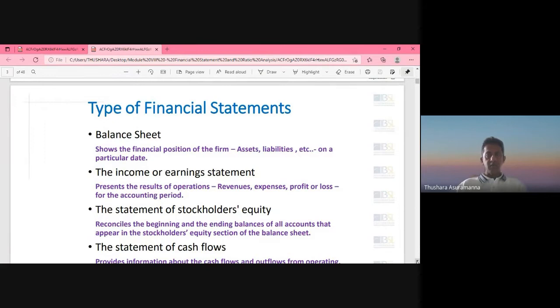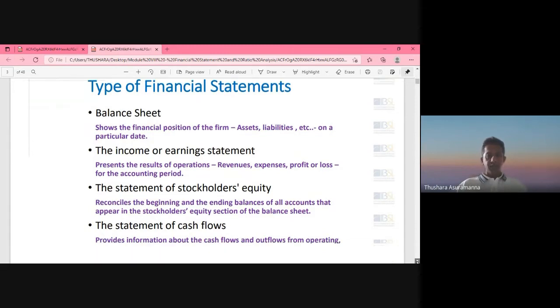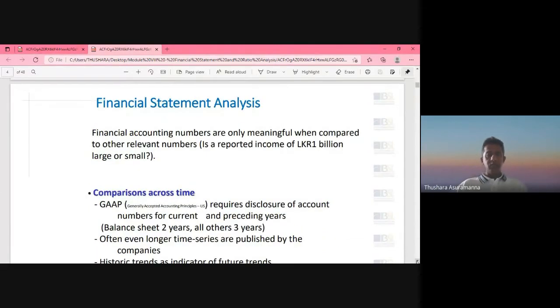I told you that these four are very important for exams, so you need to list these and be able to give a brief description of each item in one or two sentences. And then we discussed the tools of analyzing the financial statements.